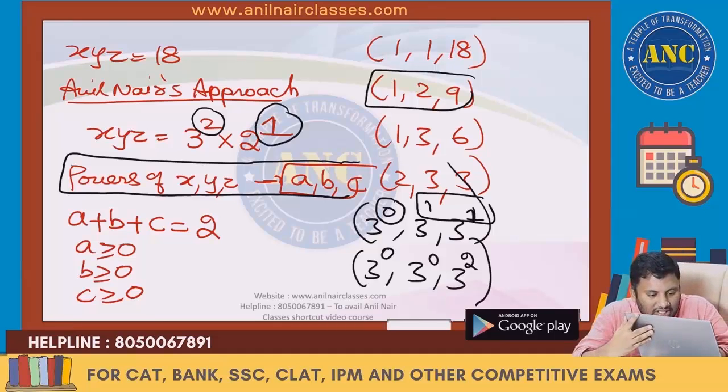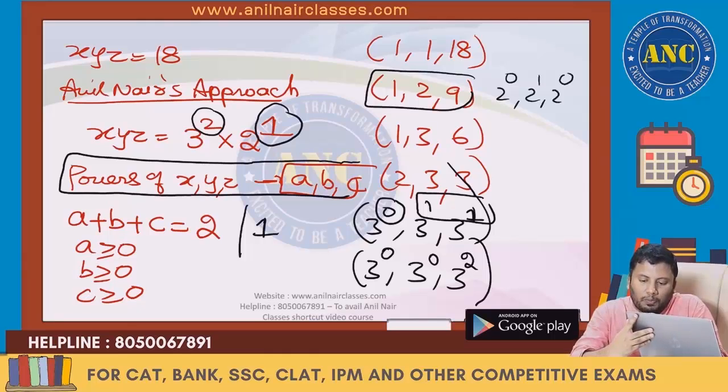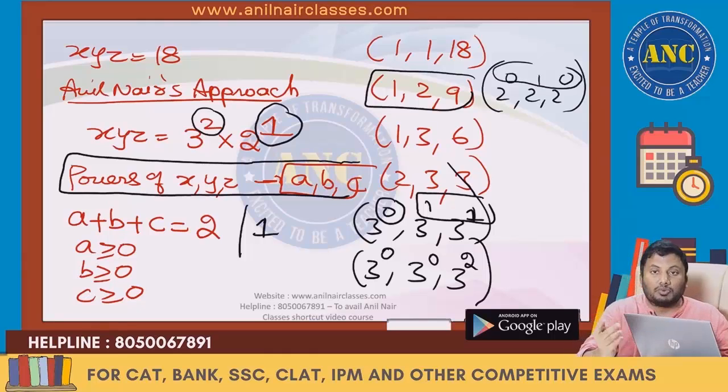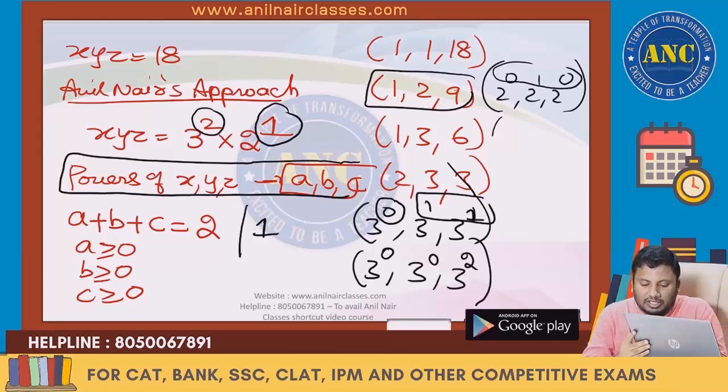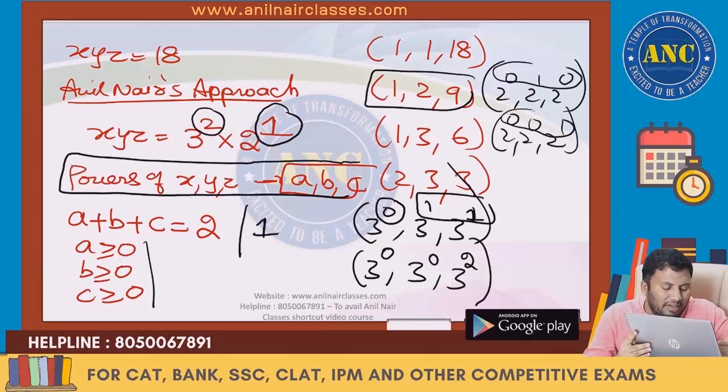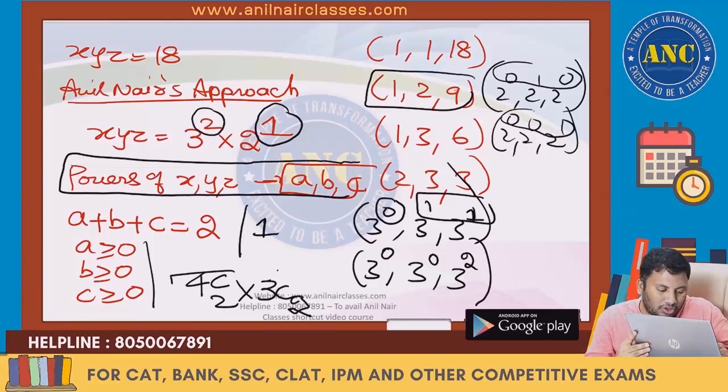Similarly, what is the next power? It should be equivalent to 1. Just check here: 2 power 0, 2 power 1, 2 power 0. Sum of the powers is 1. Some power is also taking 0. 2 power 1, 2 power 0, 2 power 0. Sum is again 1. Answer over. If it is 0, 0, 0, I will add 3. 2 plus 3 is 5, which means 5C2. 1 plus 3 is 4, which means 4C2. 6C2 into 3C2 is nothing but 18.